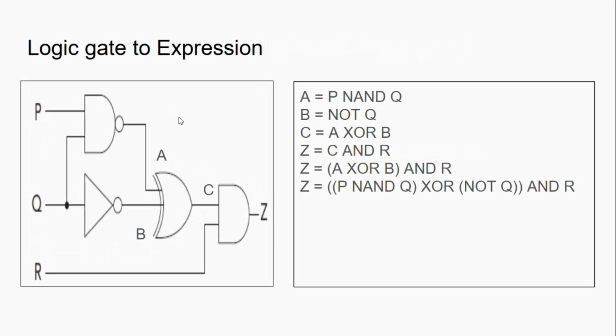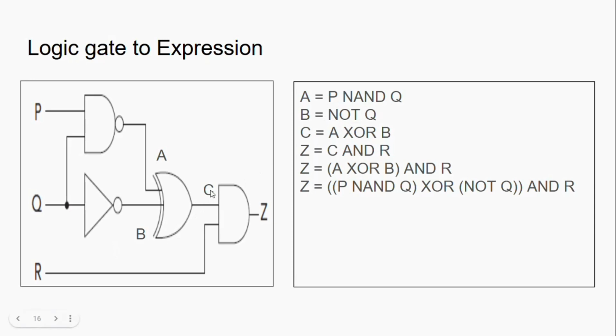And this is another expression. How do you write it? Basically we are having only three inputs. They are P, Q and R, and these are all the names given by me. For every gate I have provided one name. Every gate output I named with another variable. First let me evaluate what is A. A is equal to P NAND Q. After that B. What is B? It is not of Q.